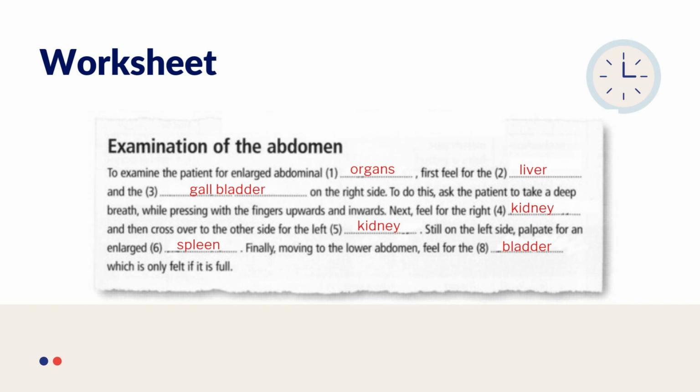To examine the patient for enlarged abdominal organs, first feel for the liver and the gallbladder on the right side. To do this, ask the patient to take a deep breath while pressing with the fingers upwards and inwards. Next, feel for the right kidney and then cross over to the other side for the left kidney. Still on the left side, palpate for an enlarged spleen. Finally, moving to the lower abdomen, feel for the bladder, which is only felt if it is full.